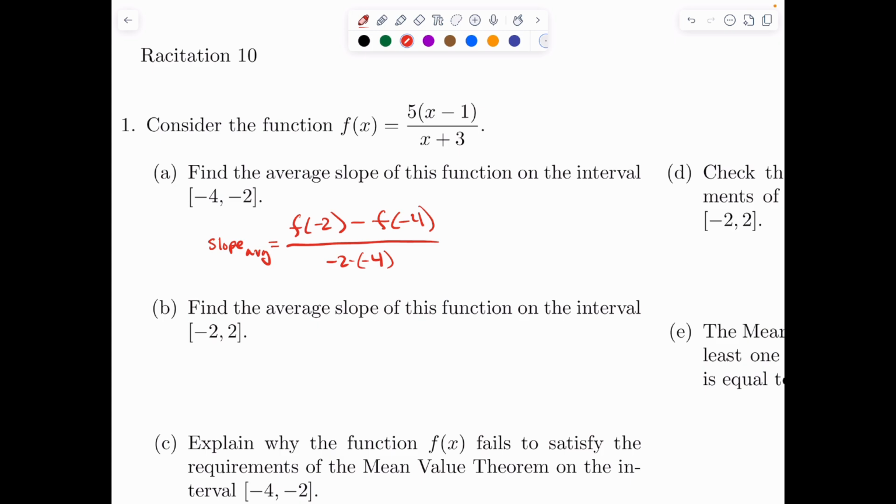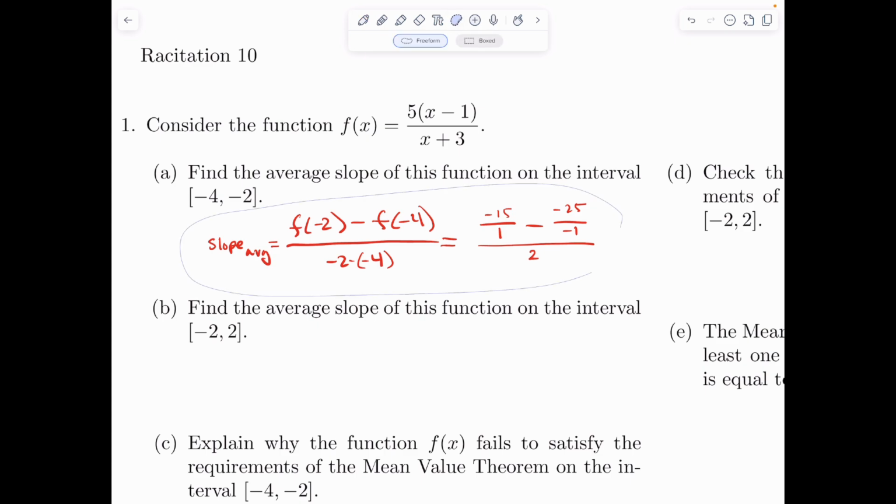Okay, so we're going to have to plug these values in up here. So f of -2, let's see, this will be 5 times negative, this will be -15, over -2, that's going to be 1. And then f of -4 will be 5 times -5, which is -25, over -1. And then, of course, -2 minus -4 is the same as -2 plus 4, or 2.